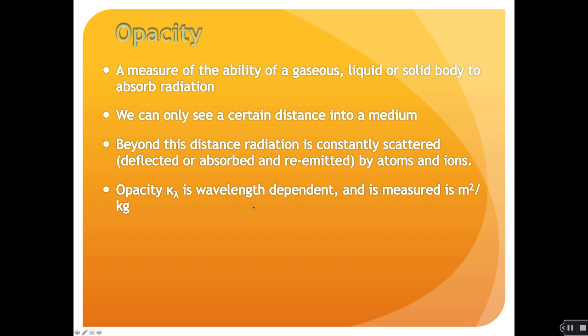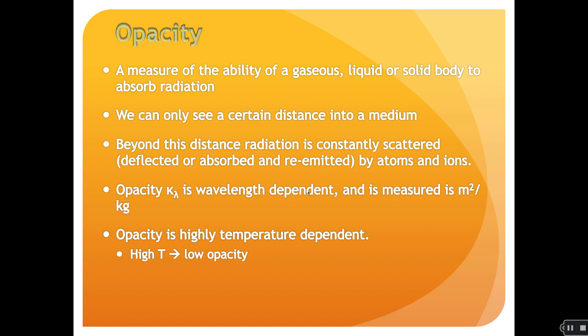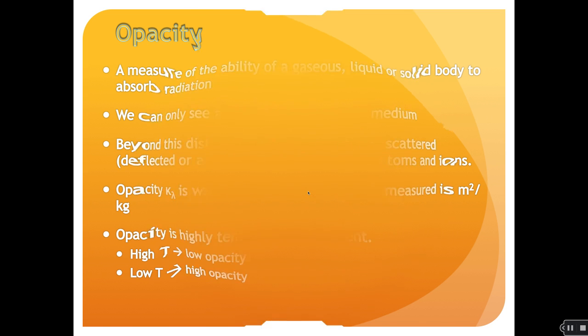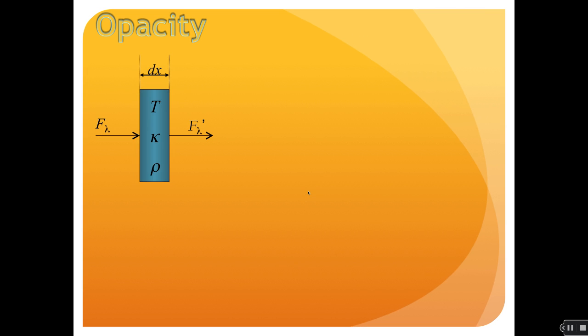Now opacity, which I'll warn you now, there are lots of different ways of defining it. In my case, I'm going to use kappa. The subscript lambda is because it is wavelength dependent. So it's kappa subscript lambda for opacity, and it's measured in meters squared per kilogram. So it's basically what is its cross section in terms of its mass. How able is it to block light? As we've already said, it's very temperature dependent. If you have a high temperature, you tend to have low opacity. If you have a low temperature, you tend to have high opacity. But that's not always true either. So we'll come back to that.